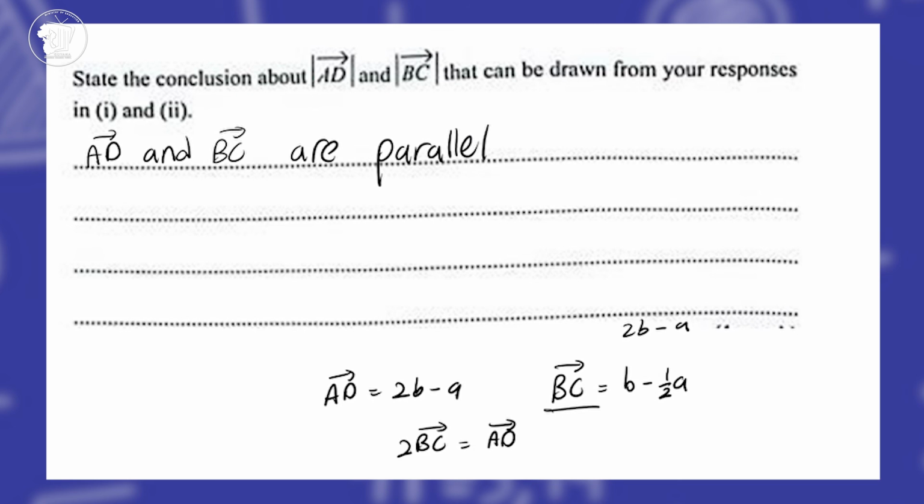So AD and BC are parallel because 2BC is equal to AD. So one vector is a scalar multiple of the other, so we can conclude that the 2 vectors are parallel, and that is how you get the marks here.